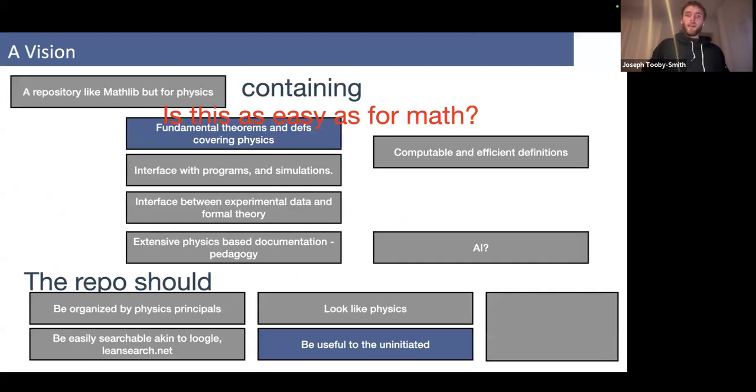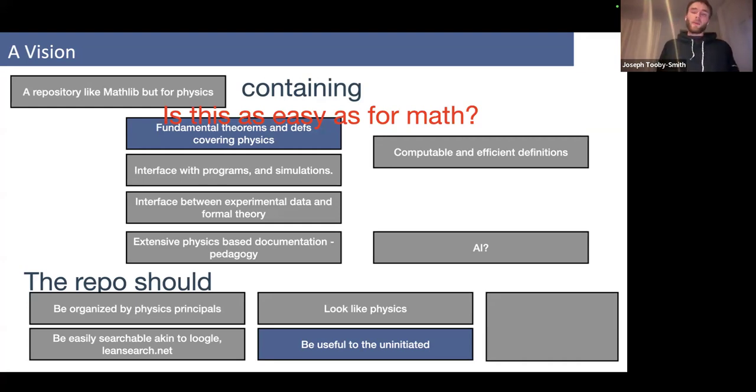But let me backtrack a bit, because we can ask a question. All of these things have been formalized into HepLean. There is a general question of whether it is easy to formalize physics into something like Lean, while still being useful to the uninitiated and while still being useful to the physicist.